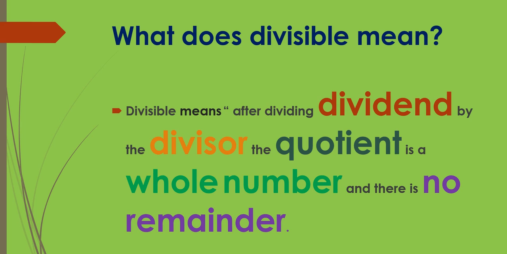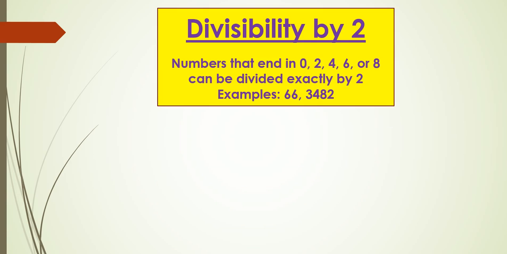So two things we should remember: when we divide dividend with divisor, we get zero remainder, or we can say no remainder, and the quotient will be a whole number. So it means completely divisible when we get zero remainder. Now there are some rules of divisibility. Number one is divisibility by 2. How can we get to know that a number is divisible by 2 or not? Numbers that end in 0, 2, 4, 6 or 8 can be divided exactly by 2.